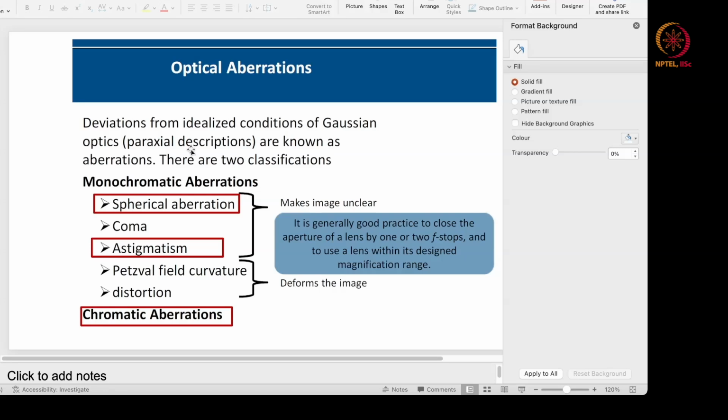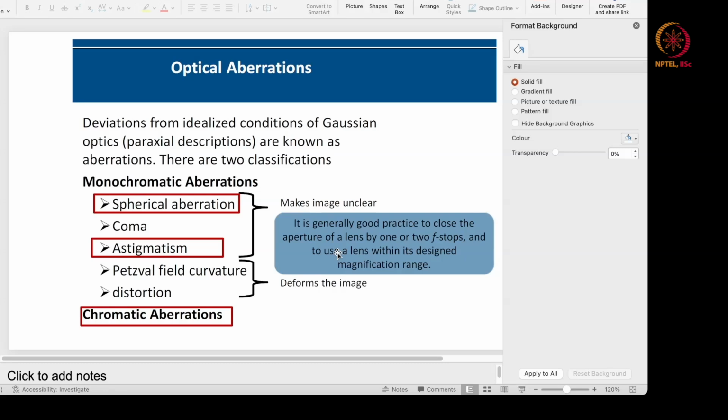Now there are two major classifications we can think of in optical aberrations. First are the monochromatic aberrations. Under this, two things that we are going to discuss today are spherical aberration and astigmatism, and there are other kinds of monochromatic aberrations as well. What these aberrations do is make the image that you are filming very unclear, and in some cases the image is also distorted. So it is generally good practice to close the aperture of a lens by one or two f-stops and to use a lens within its designed magnification range. So usage of the lens becomes an important parameter.